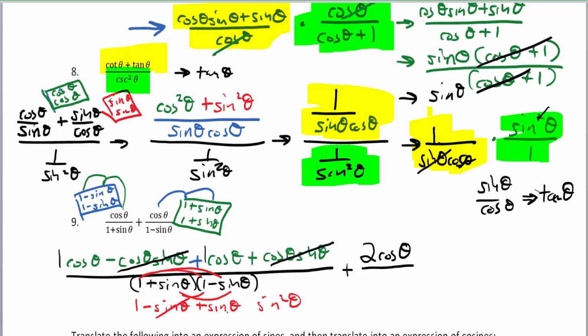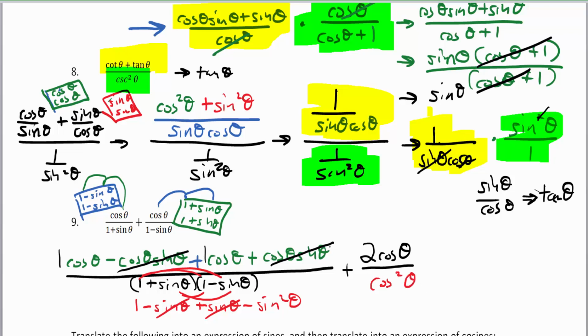So these simplify to 0. And this is what I have. I have 1 minus sine squared theta. All right, now, what is 1 minus sine squared theta? Look back at your first page. What is 1 minus sine squared theta? 1 minus sine squared theta is cosine squared theta. They're equivalent.